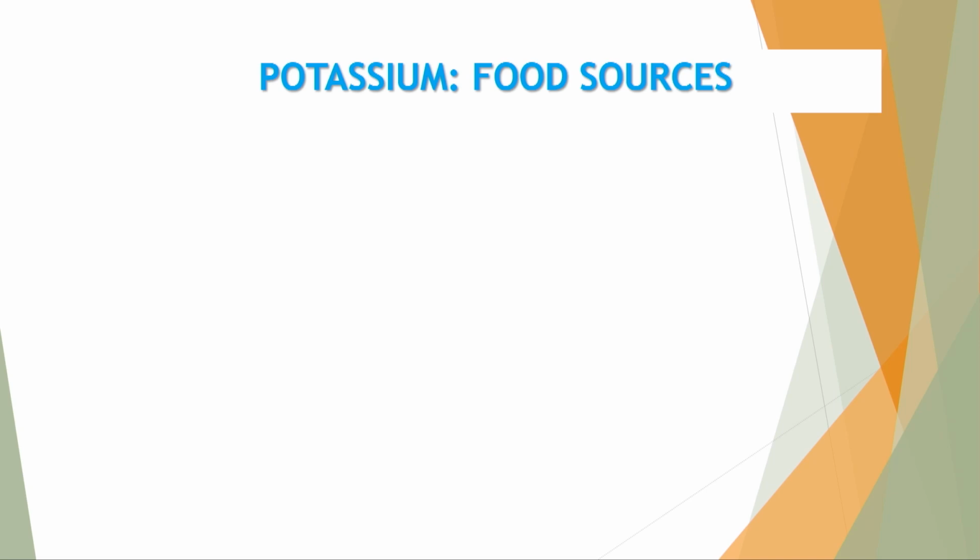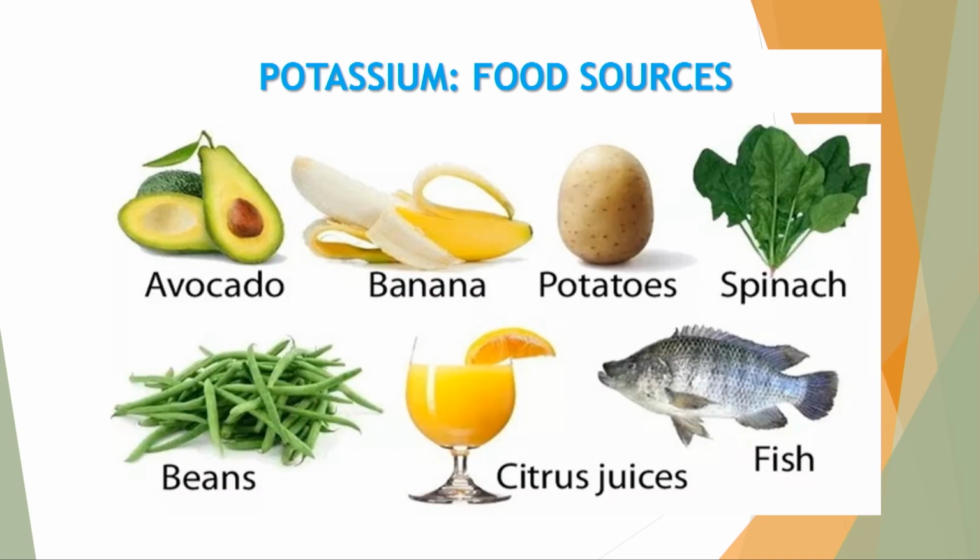Potassium. Let's see about the food sources of potassium. We have avocado, banana, potatoes, spinach, known as bread épinard, beans, citrus juices, and fish.